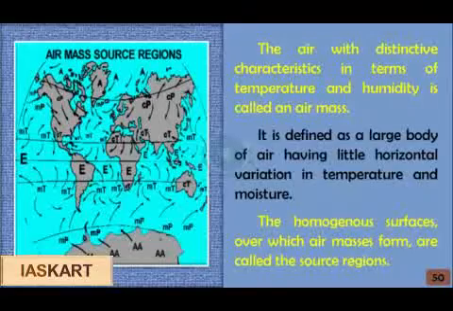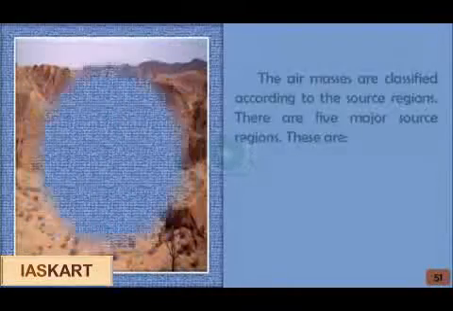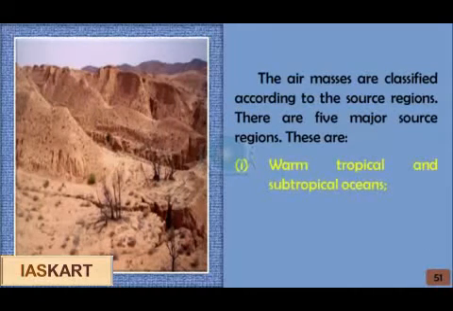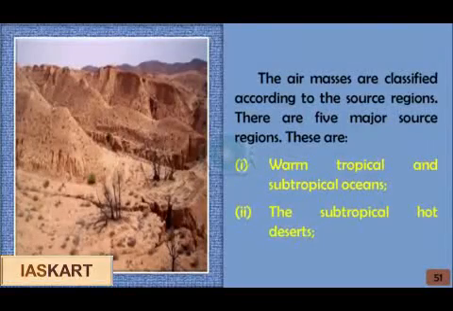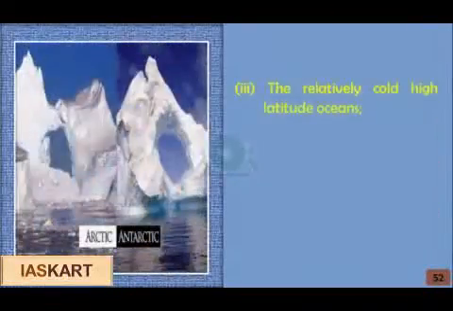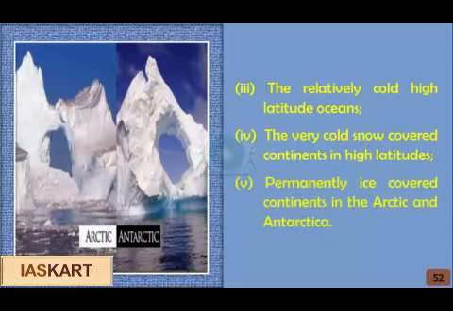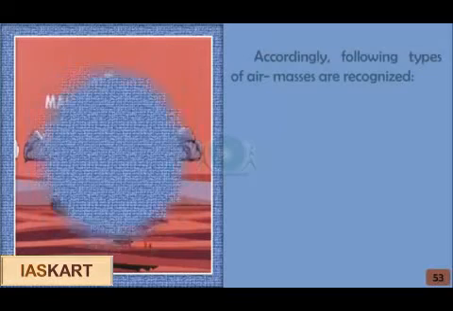The homogeneous surfaces over which air masses form are called the source regions. The air masses are classified according to the source regions. There are 5 major source regions. These are warm tropical and subtropical oceans, the subtropical hot deserts, the relatively cold high latitude oceans, the very cold snow-covered continents in high latitudes, and permanently ice-covered continents in the Arctic and Antarctica.